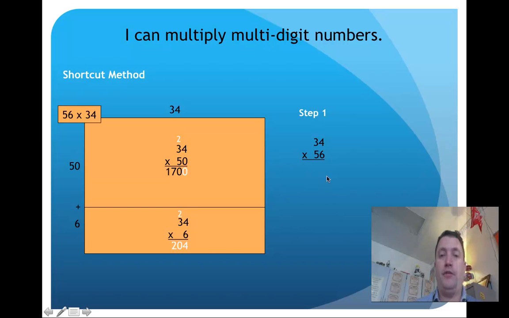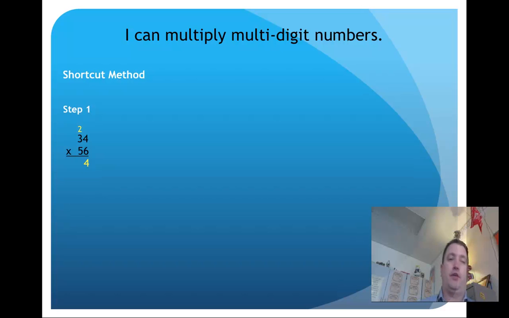Okay, so I've got 56 times 34. To start with, I'm going to take the ones place and multiply it times the ones and tens place of this number. So I'm going to start with 6 times 4 is 24. I'm going to carry the 2. Now let's jump over to a new slide. We'll carry that over. So that's the first step.